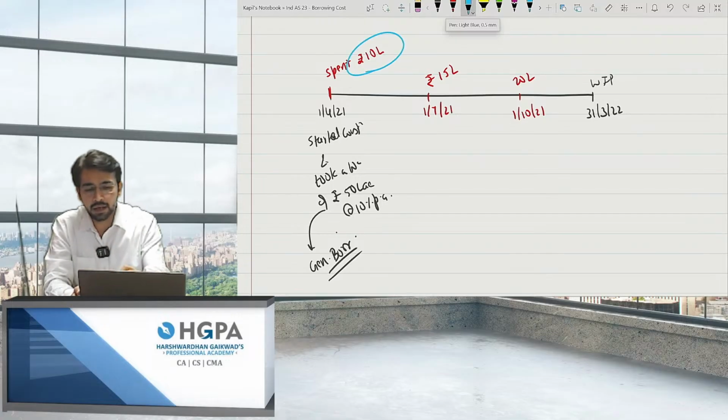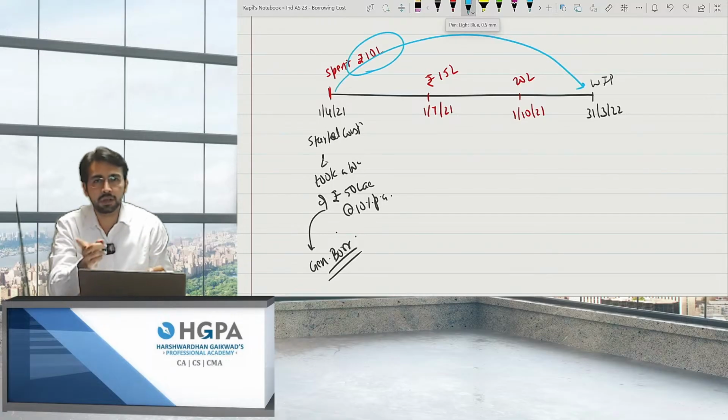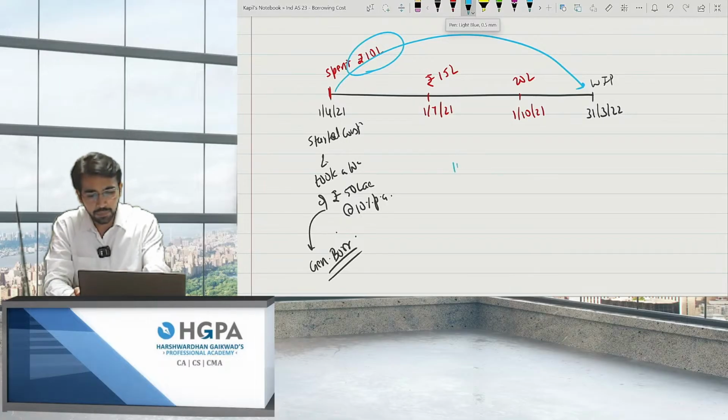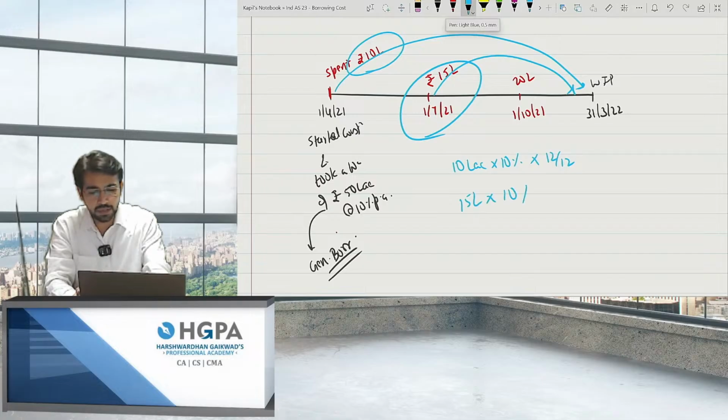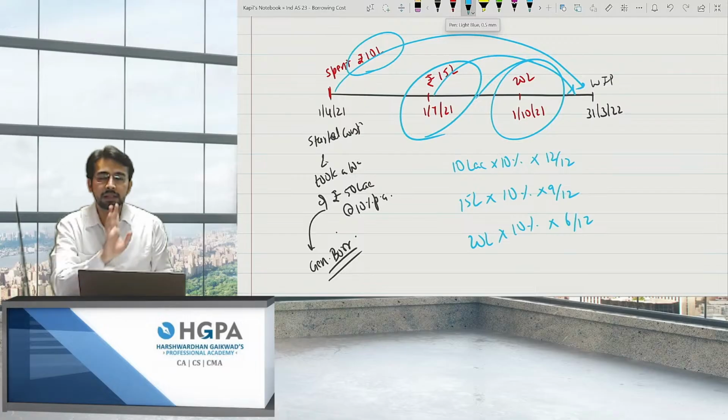That is, this 10 lakh, did I make it for complete 12 months? The answer is yes. So we'll say 10 lakh into 10% for entire 12 months. Then this 15 lakh for how many months? 9 months, because the expenditure was made on 1/7. So this 15 lakhs into 10% for 9 months. And on this 20 lakhs into 10% for only 6 months. This is the interest to be capitalized.